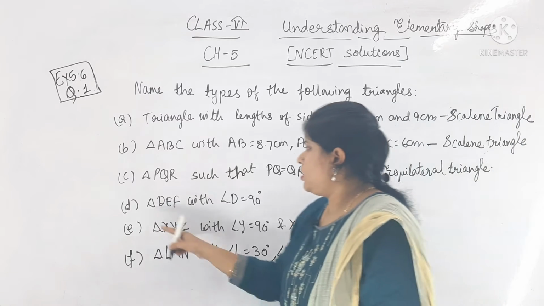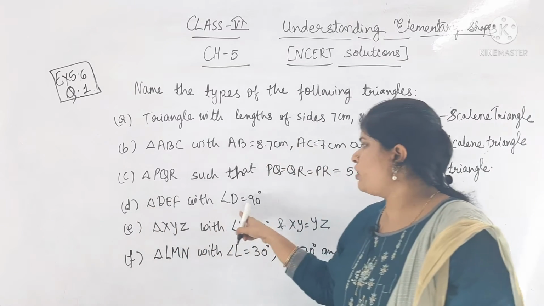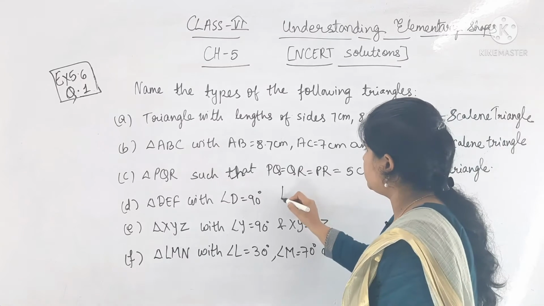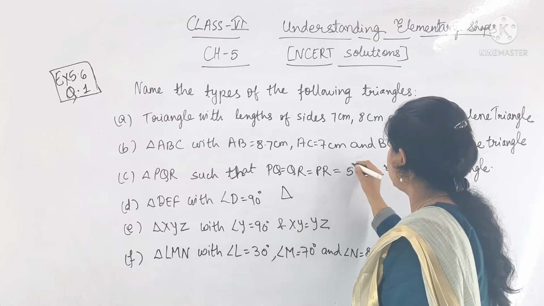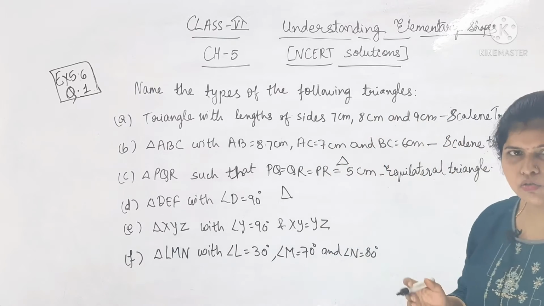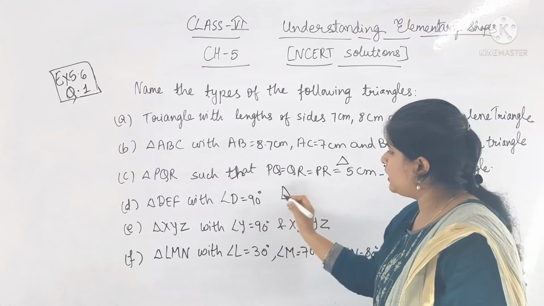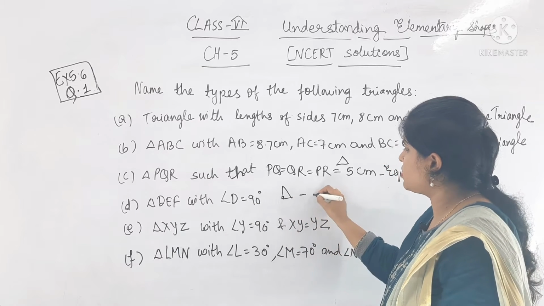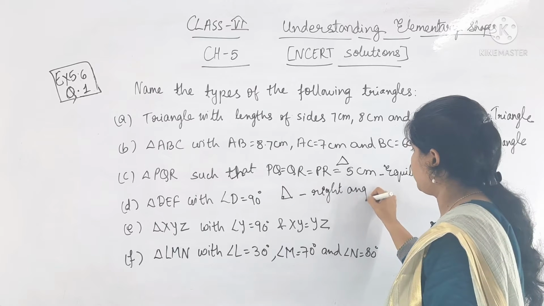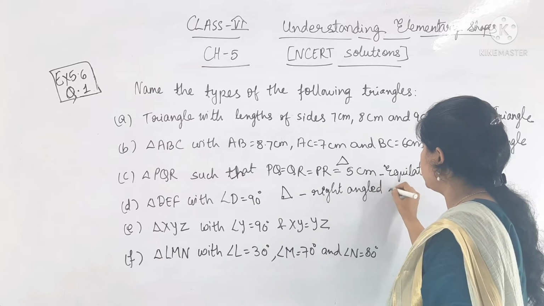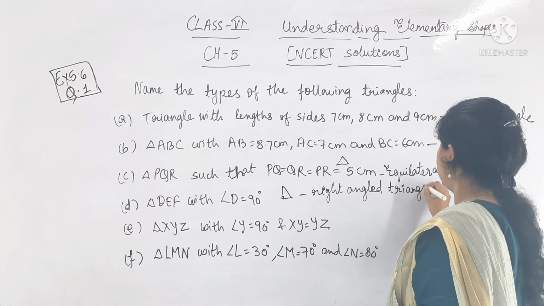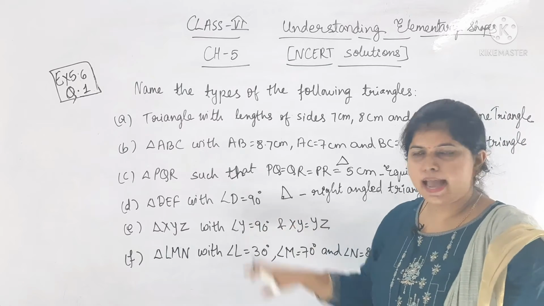Number D is triangle DEF with angle D equal to 90 degree. So we have the triangle like this, and it has different sides. Here angle D equal to 90 degree, so this is a right angled triangle. This type of triangle is named based on the angle.